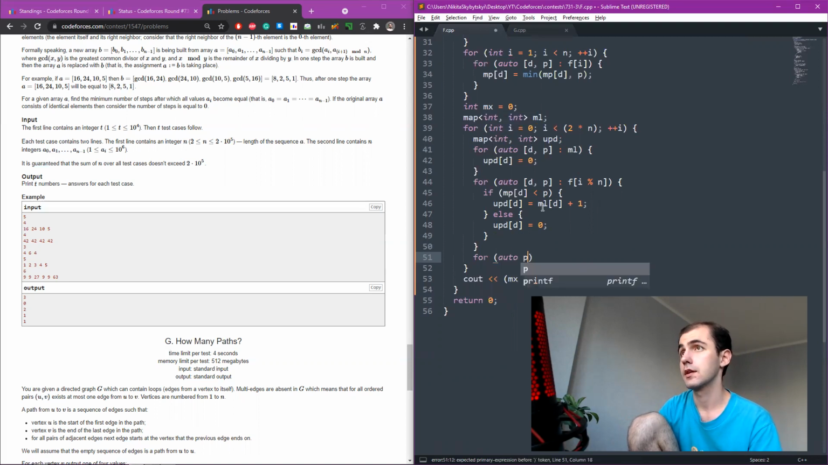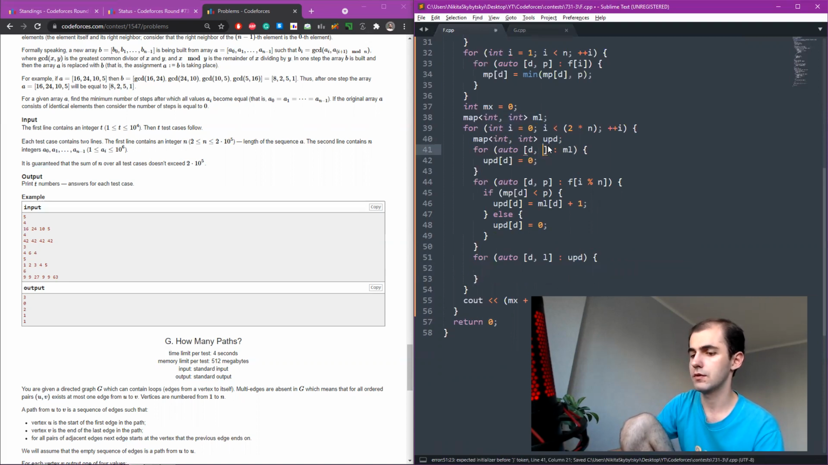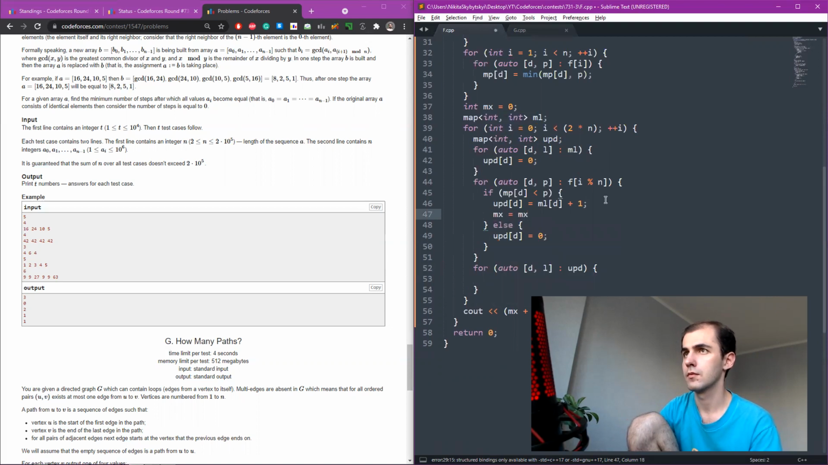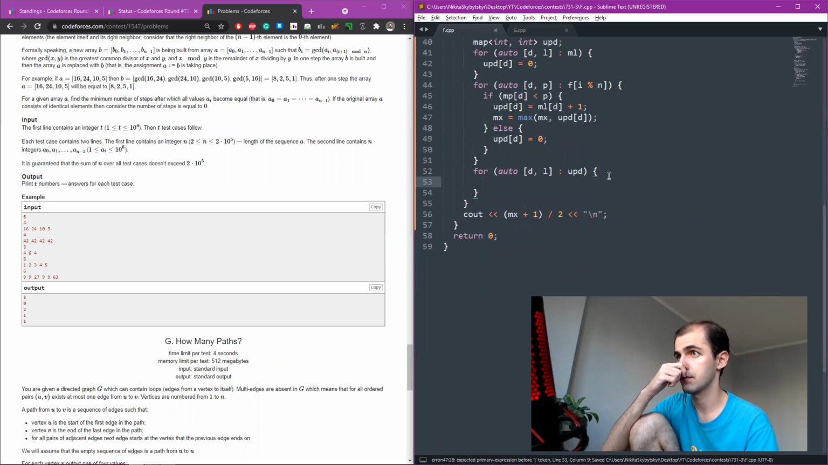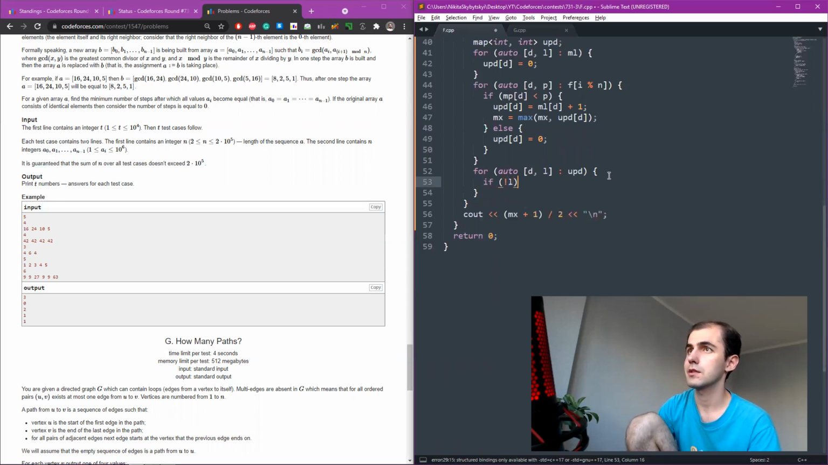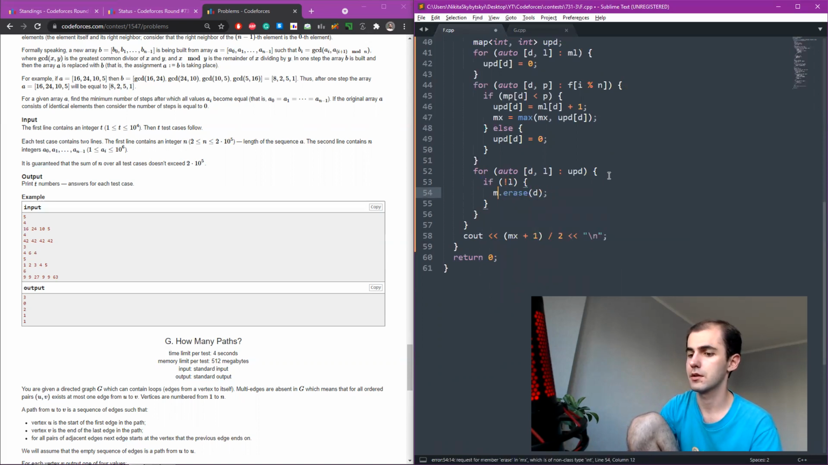For divisor, length in updates. Speaking of which, divisor, length. If not length, erase from ML, else ML D gets L.